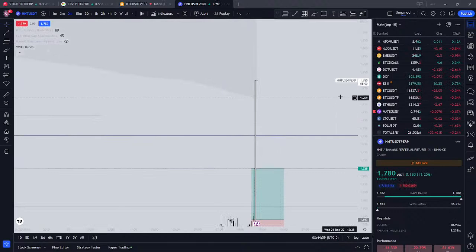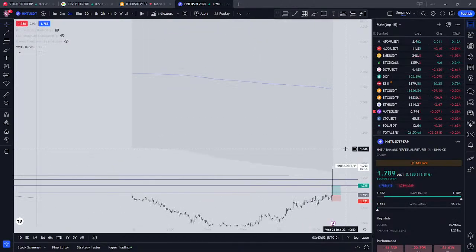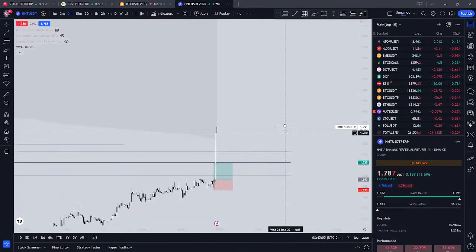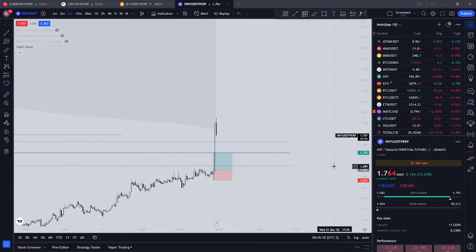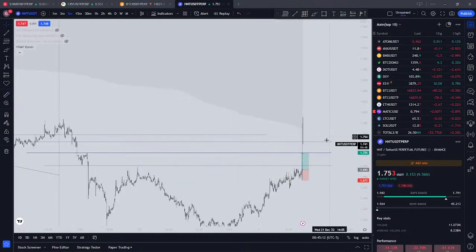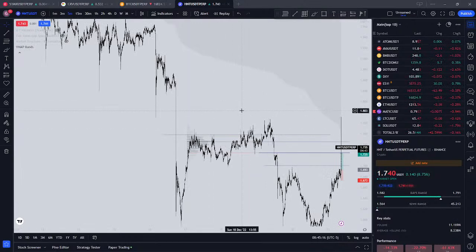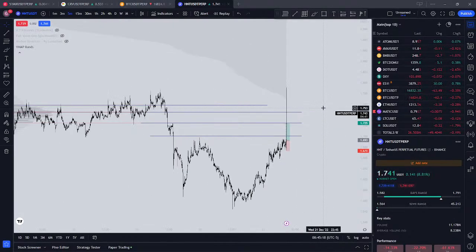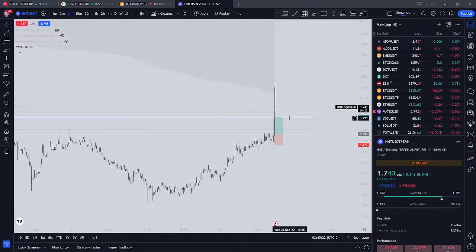Bro, what is happening to this? Holy shit! Maybe it's going for this VWAP. Wait, how much? That's 6% in a minute. Jeez. So I believe it just tapped into value area high, maybe. Seems like it. Looks like it took the liquidity from this range.